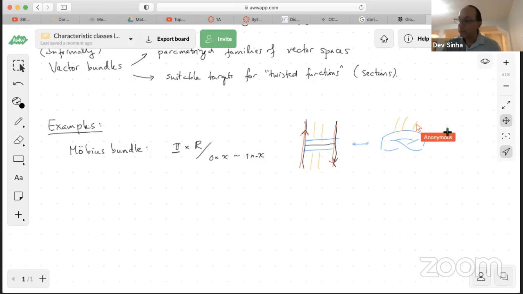So that's an example. And let's look at our informal definitions. It's a parameterized family of vector spaces. That just means for every point in my parameter space, I've got a vector space. What is the parameter space in this case? Well, it is the circle, because if I look at this, say, copy of the circle here, taking zero in every vector space gives me some space, which will be our parameter space. Then for every point in the parameter space, I've got a copy of a vector space, in this case, R1.